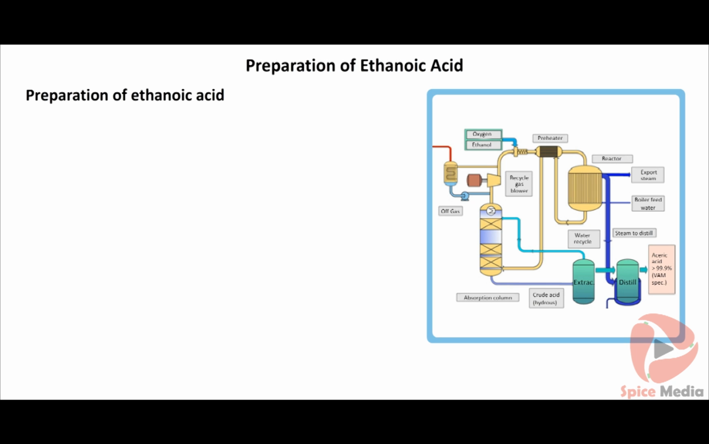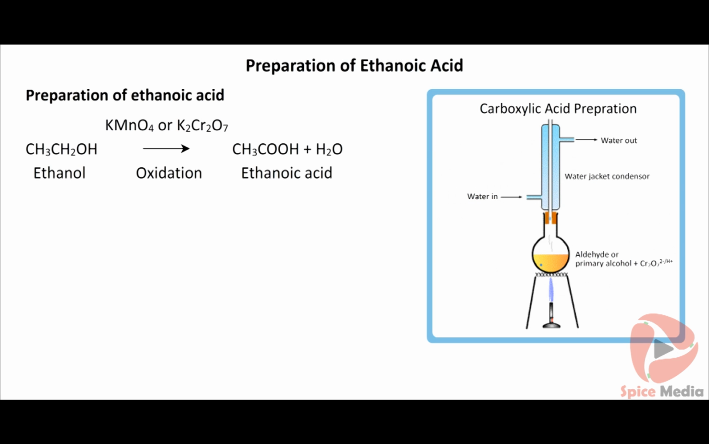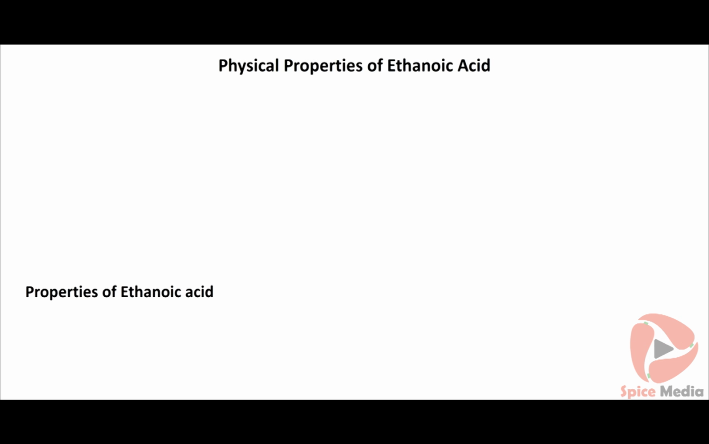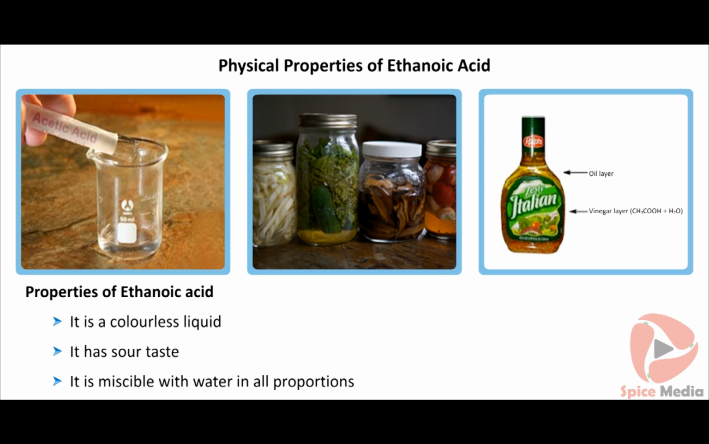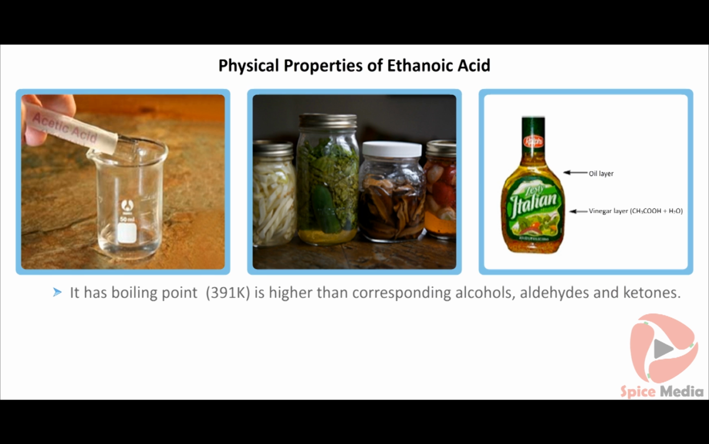Preparation of ethanoic acid. Ethanol on oxidation in the presence of alkaline potassium permanganate or acidified potassium dichromate gives ethanoic acid. Physical properties of ethanoic acid. It is a colorless liquid. It has a sour taste. It is miscible with water in all proportions. It has a boiling point of 391 K, higher than corresponding alcohols, aldehydes and ketones.